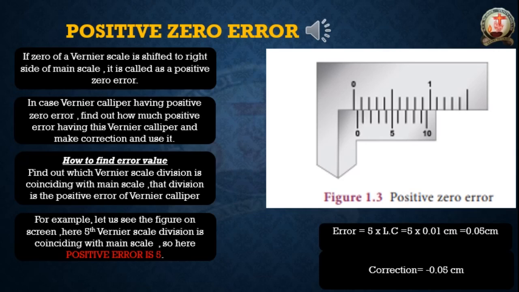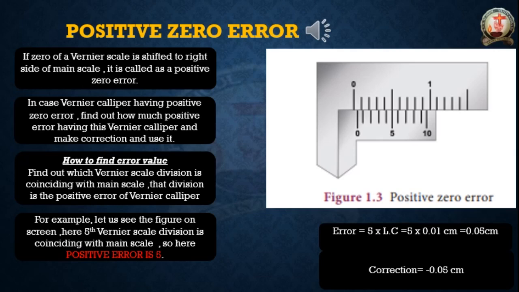All of you see this vernier scale, the zero reading of the vernier scale is to the right side of the zero reading on the main scale. It is shifted to the right side. If zero reading of a vernier scale is shifted to the right side of the main scale, it is called a positive zero error. This is the positive zero error.